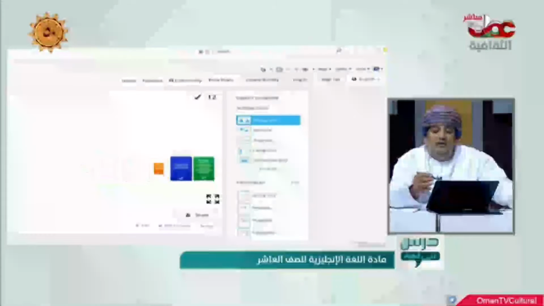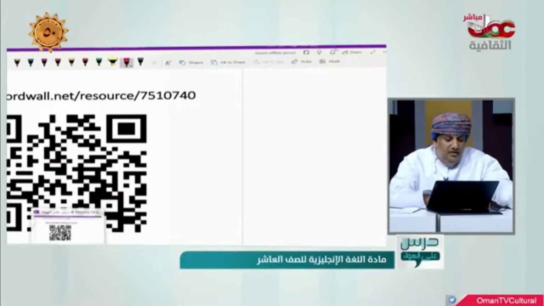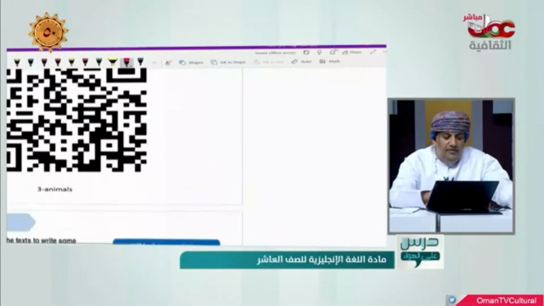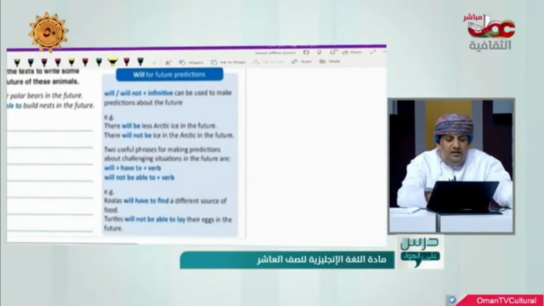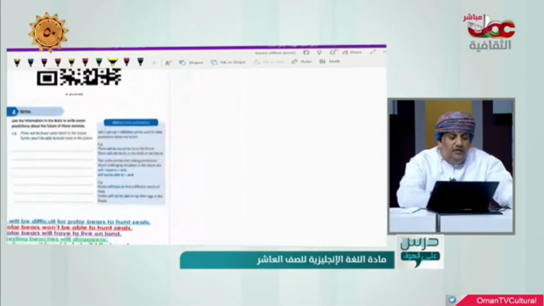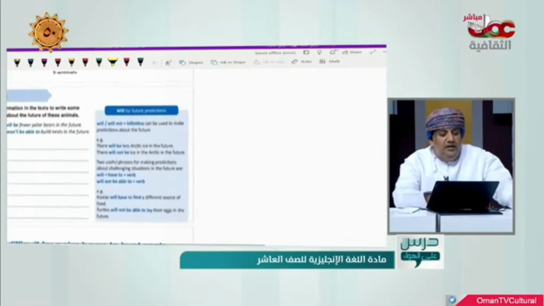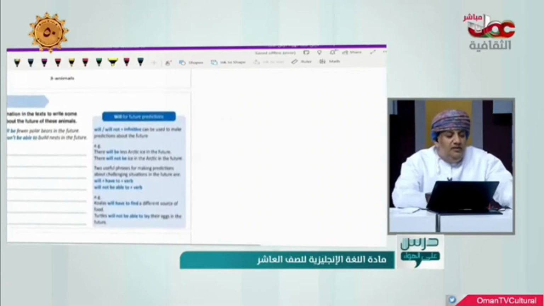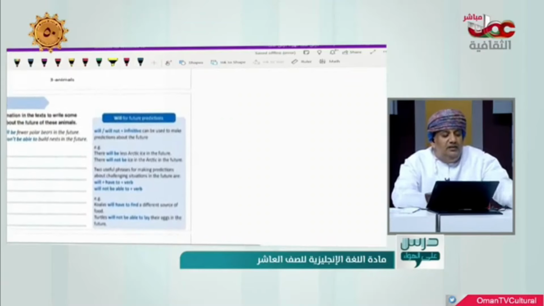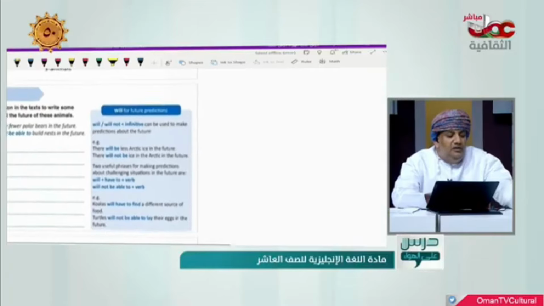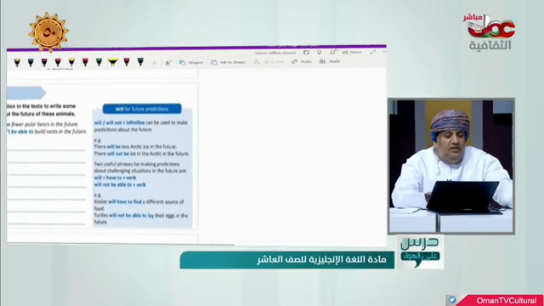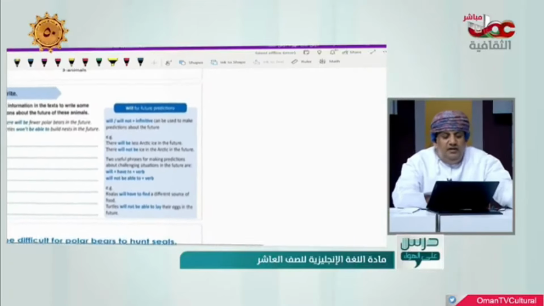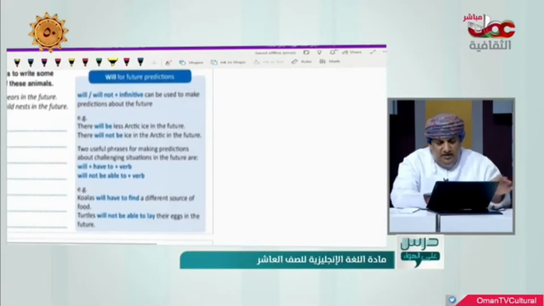So let's check our answers, if it's correct or not. Okay. Now the final chart here is number 4. Let's complete number 4, okay. Now, use the information in the text to write some predictions about the future of these animals. Here we have some examples that they give us.